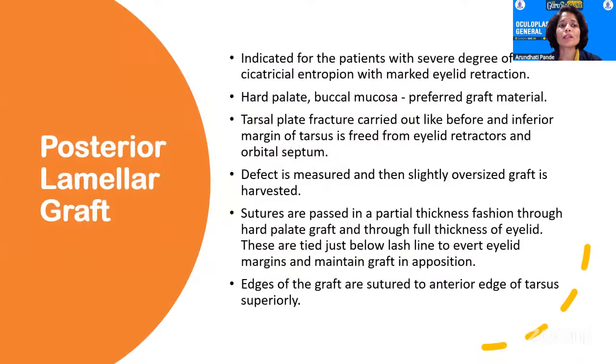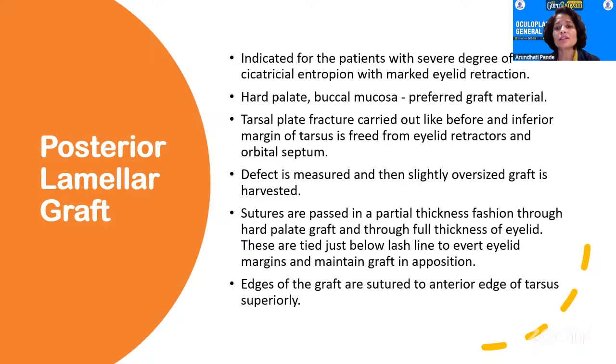So the posterior lamellar graft is indicated for patients with a severe degree of cicatricial entropion with marked eyelid retraction. Hard palate or buccal mucosa can be used. Tarsal plate fracture is carried out like before, and the inferior margin of the tarsus is freed from the eyelid retractors and orbital septum. The defect is measured and then a slightly oversized graft is harvested.